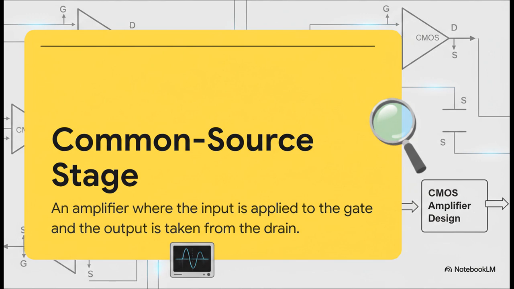The name is actually super descriptive. The input signal goes to the gate, the amplified output comes from the drain, and the source terminal, well, it's connected to a common point for both the input and the output. Hence, common source. Simple as that.